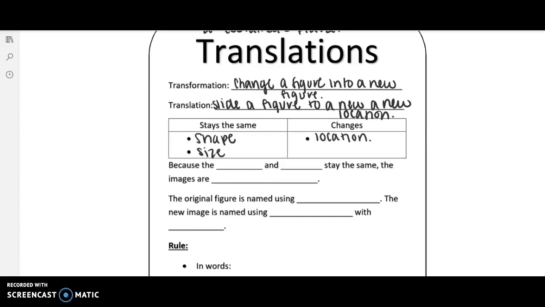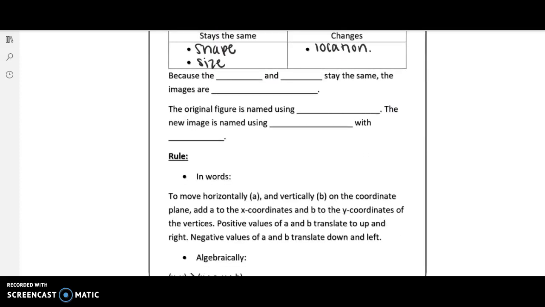So the key word here is that we are sliding the figure. We are not changing the shape. We are not changing the size. All we're doing is taking the figure and moving it across the coordinate plane. Because the size and shape stay the same, the figures are congruent. This means that they are equal. They're the same. So you might want to write same as well.